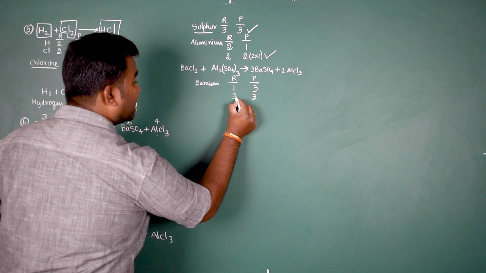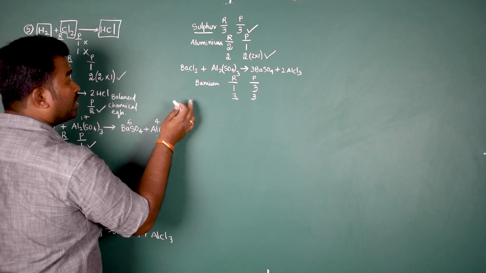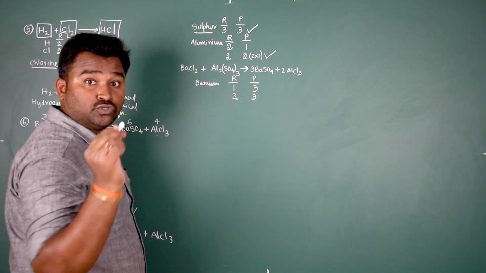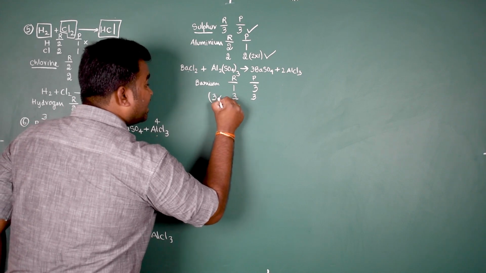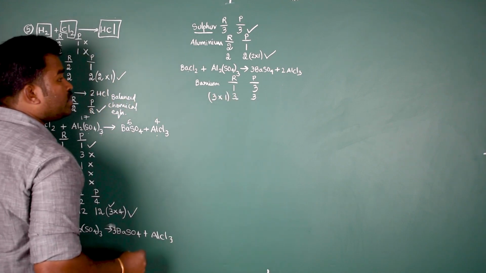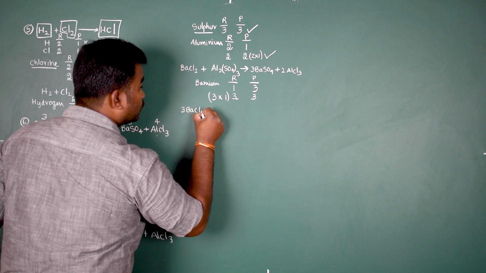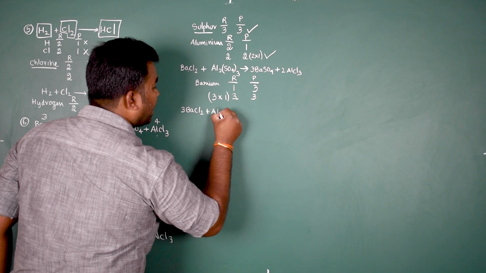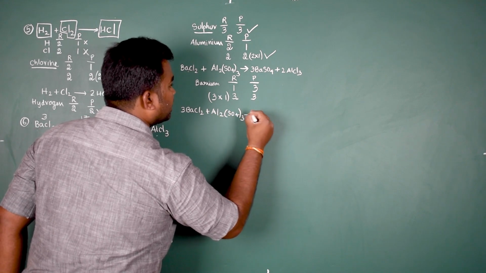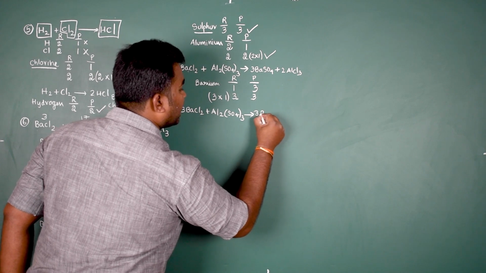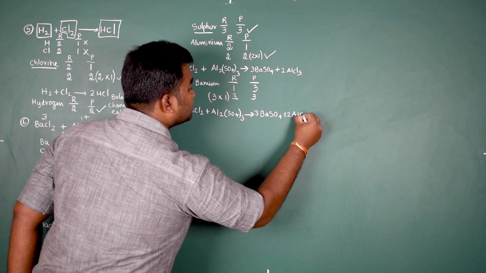But on the reactant side, how do I make it 3? Here there is only one barium. So I have to change the stoichiometric coefficient to 3. So my new value will be what? 3 into 1. So my new equation will become 3BaCl2 plus Al2SO4 taken thrice will become 3BaSO4 plus 2AlCl3.